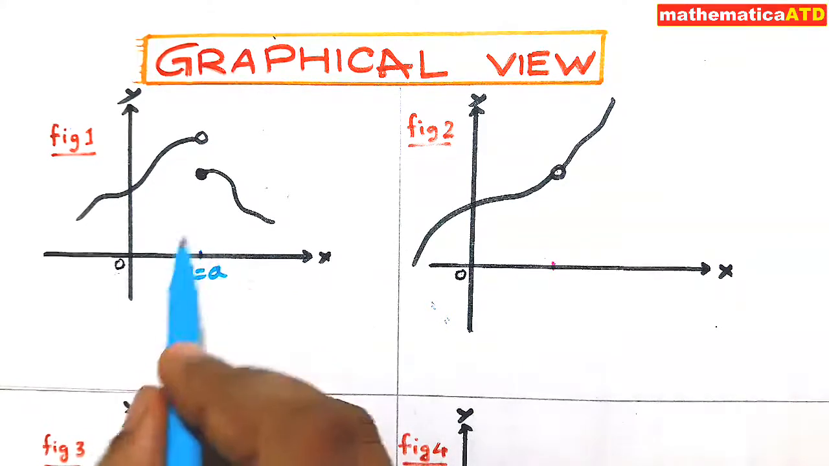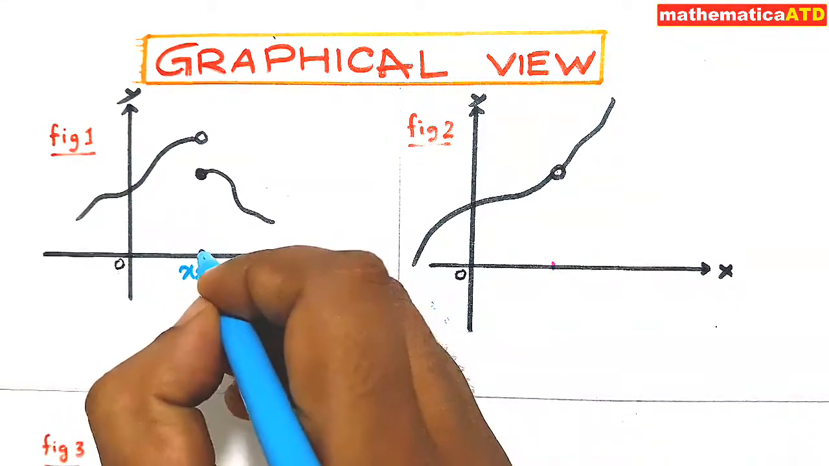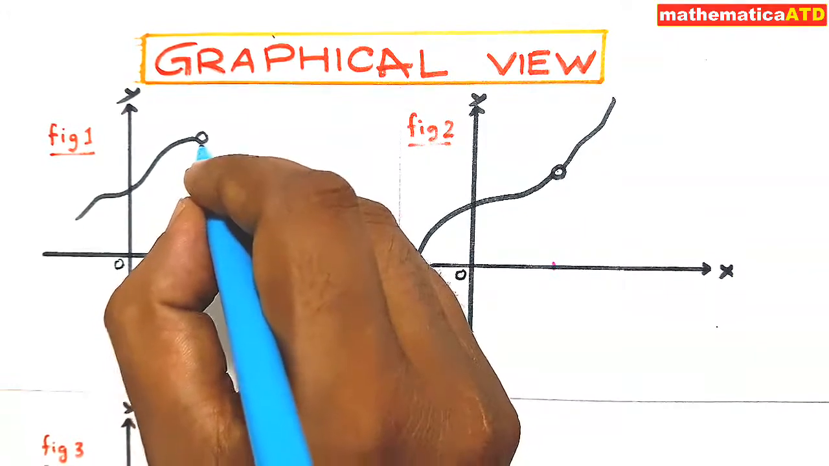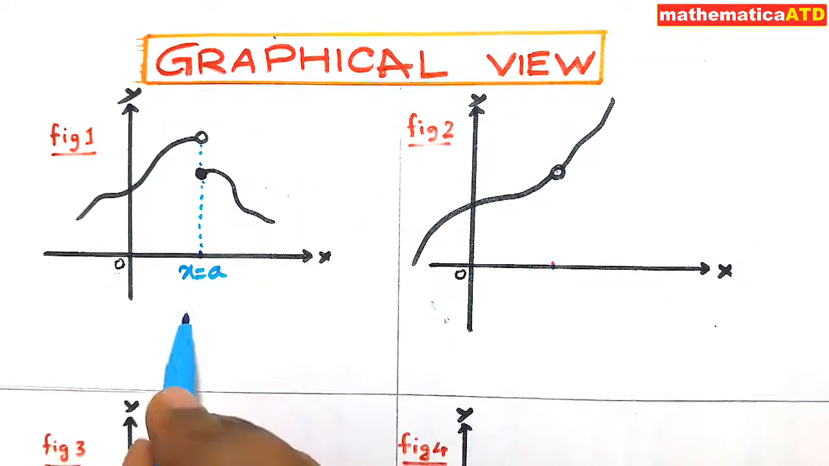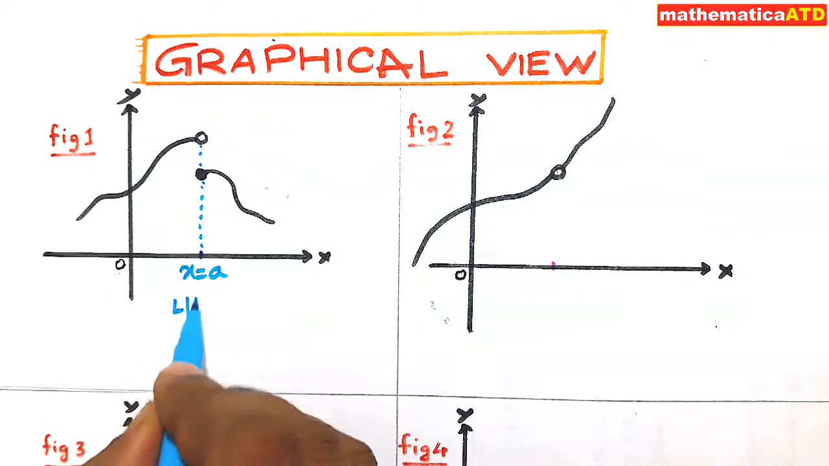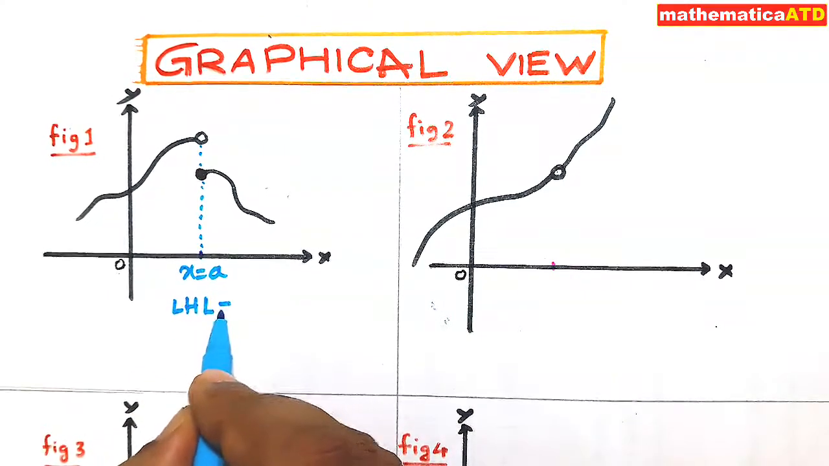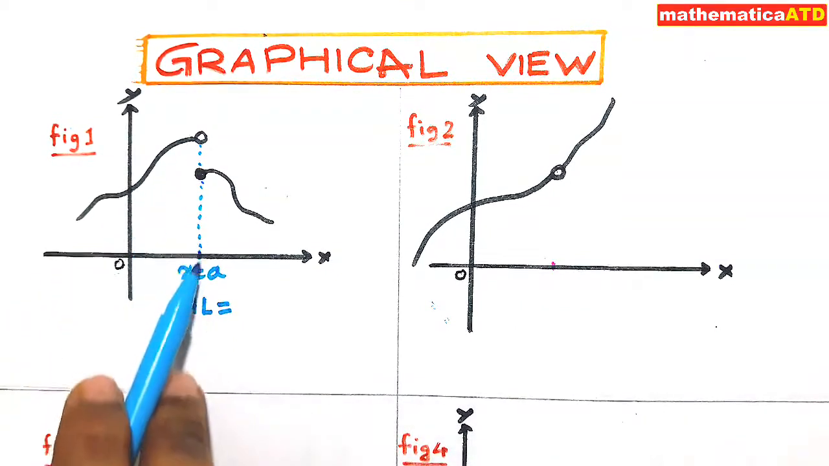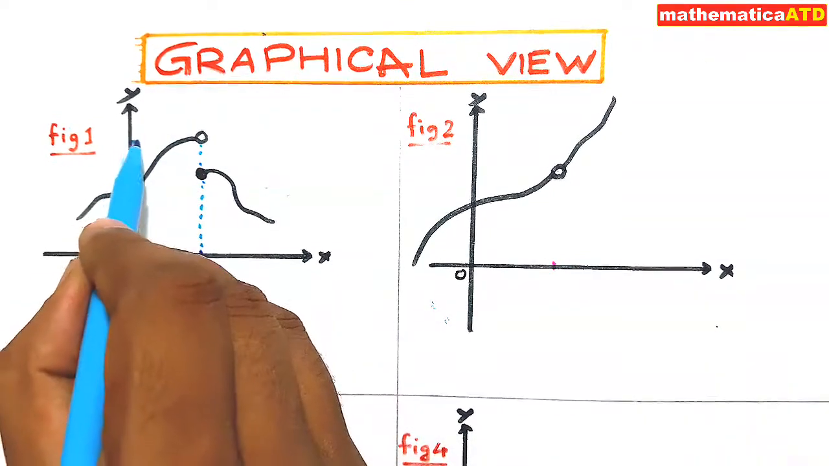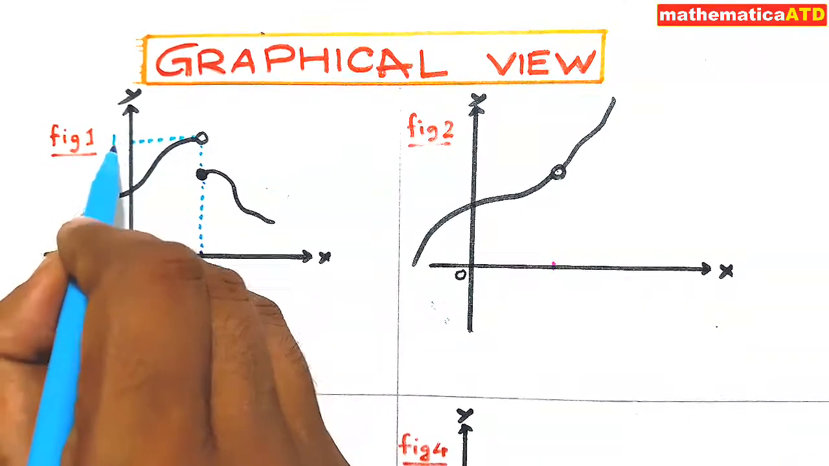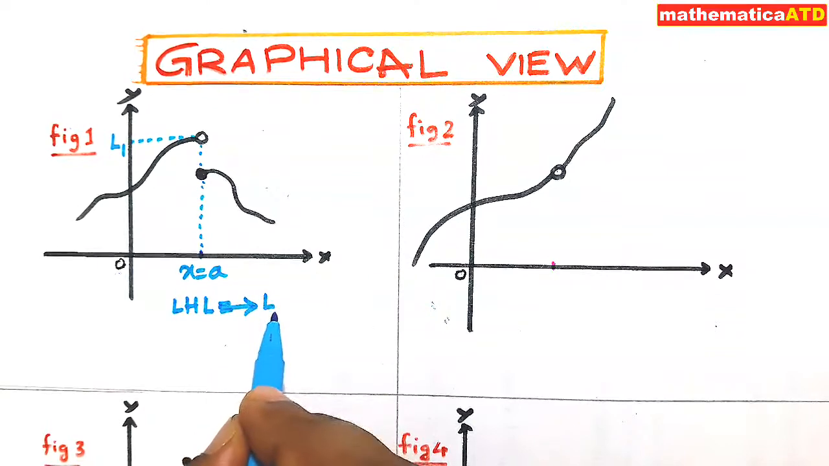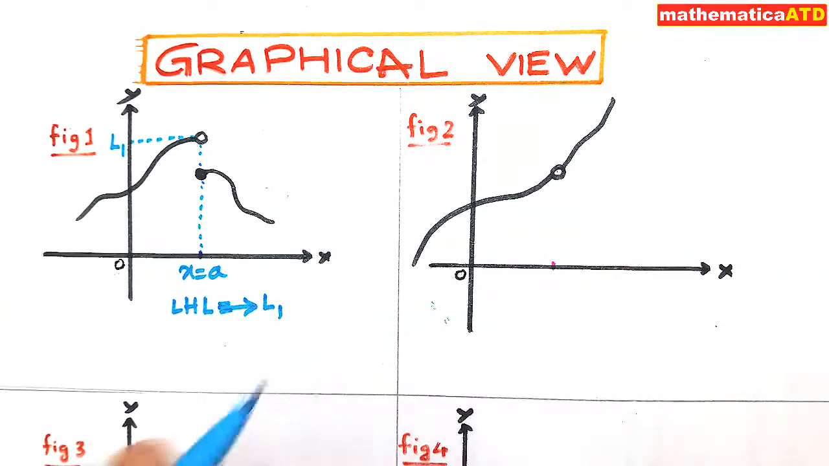At this point observe the RHL and LHL. First of all, what is LHL? LHL means left hand limit. LHL is this one, this height, which we consider to be L1. So LHL is tending to L1.